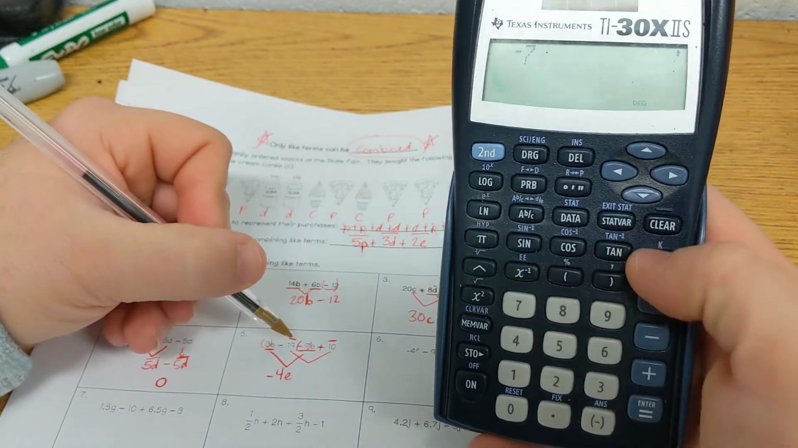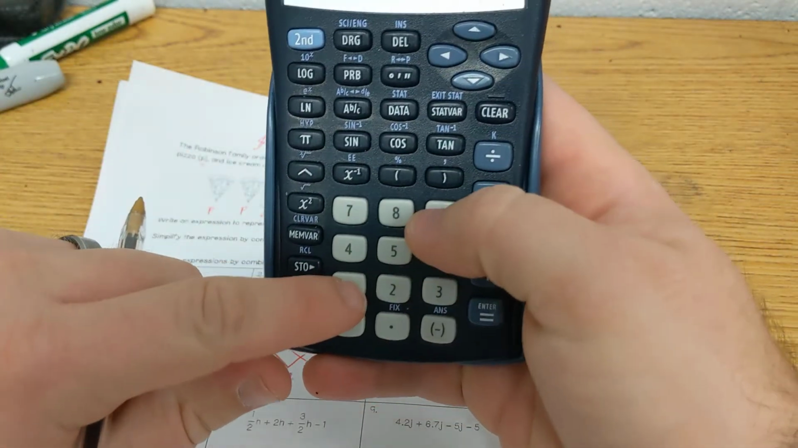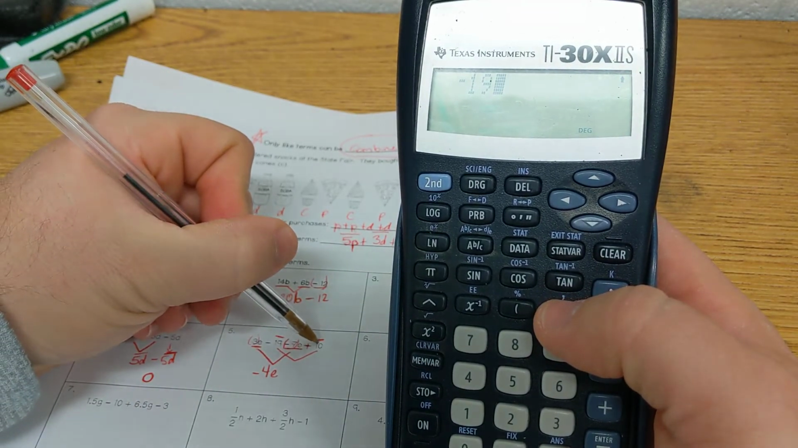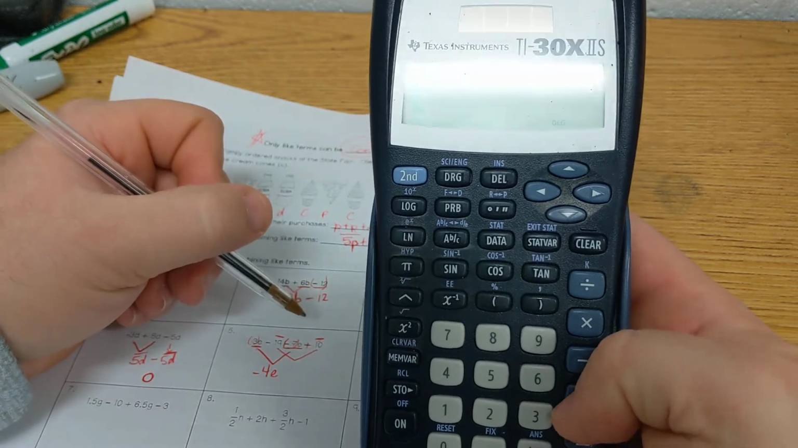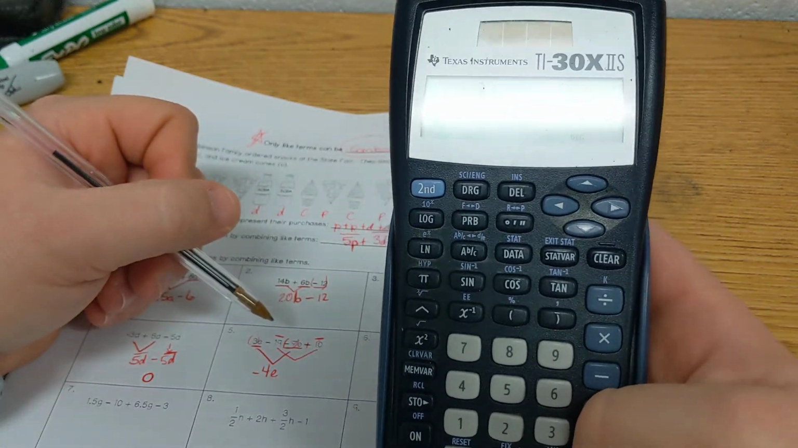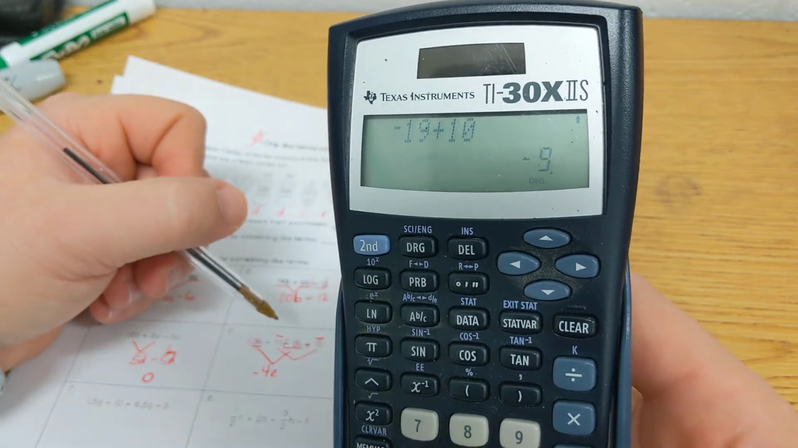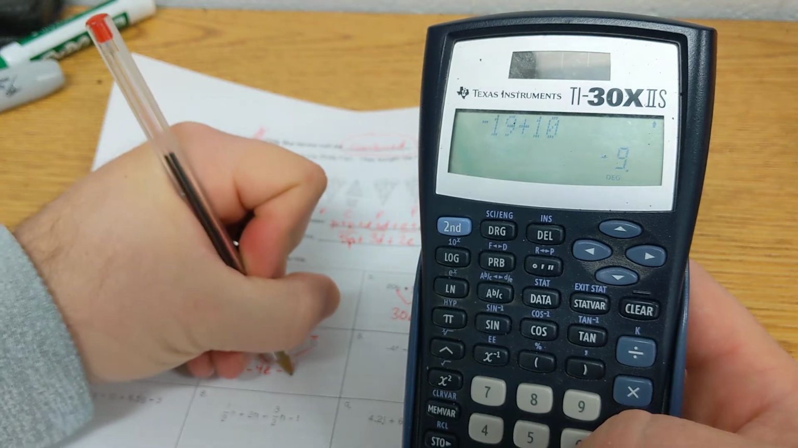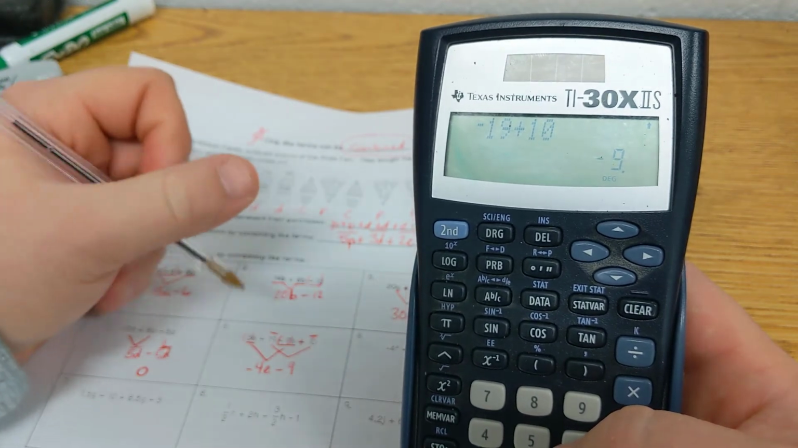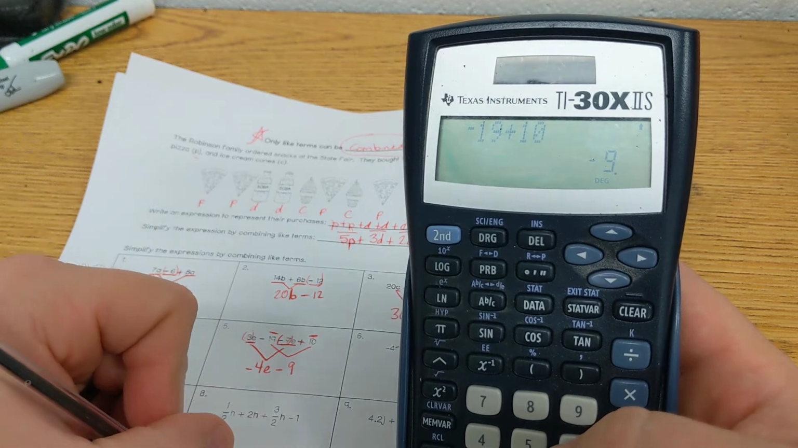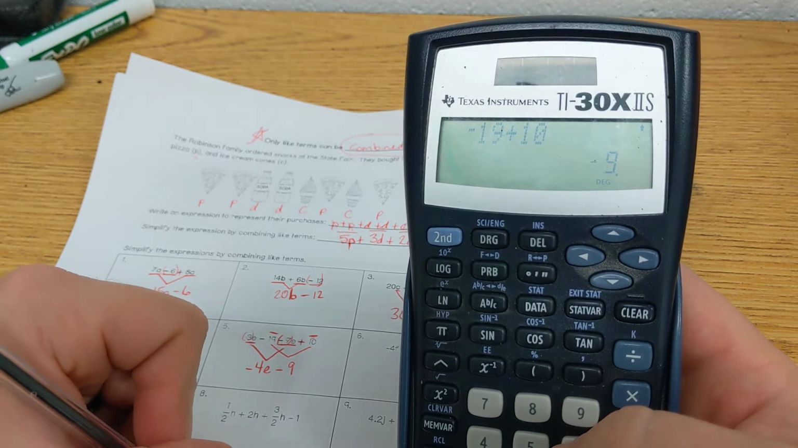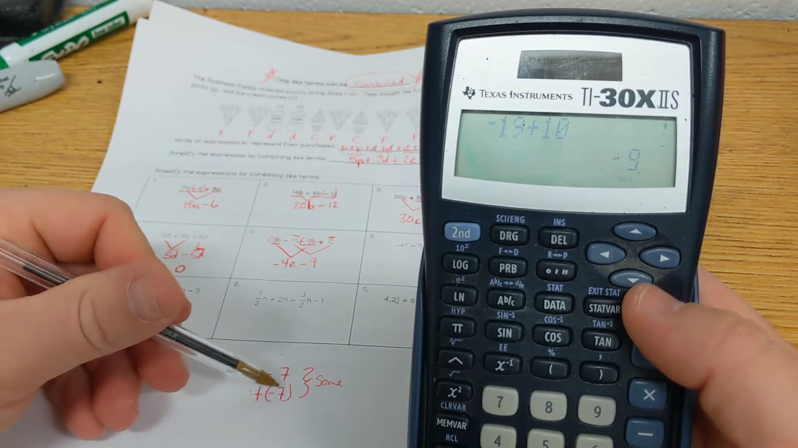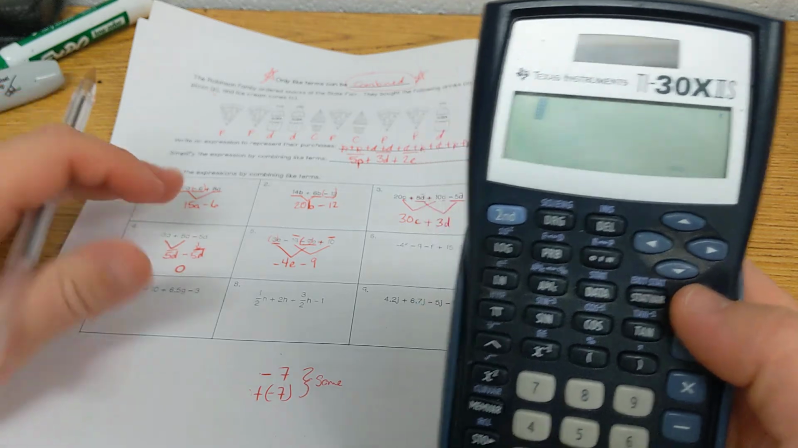All right, let's do these next ones. So now I have a negative 19 and plus 10. So plus 10 on my calculator here should give me negative 9. So I'm just going to put minus 9. You don't have to put plus negative 9, just minus 9. Because subtracting 7 and adding negative 7 are the same thing.